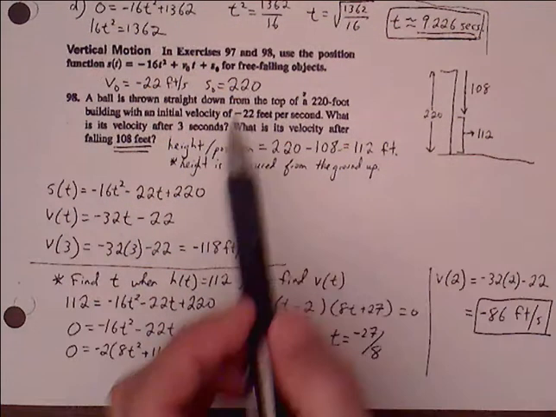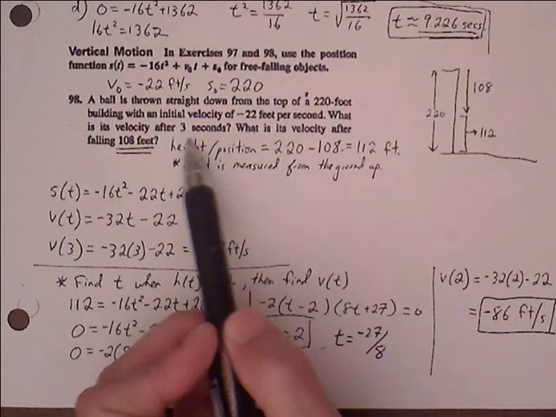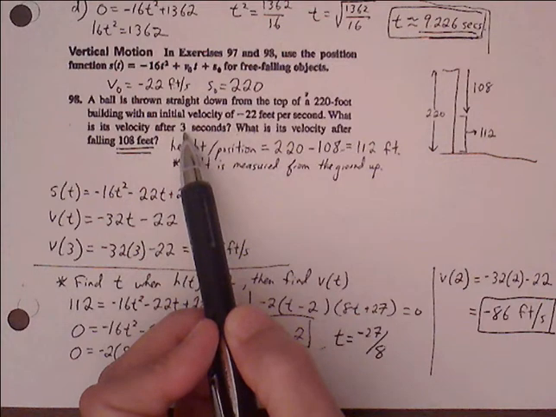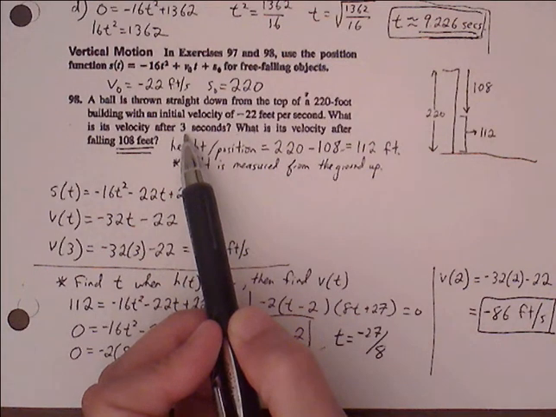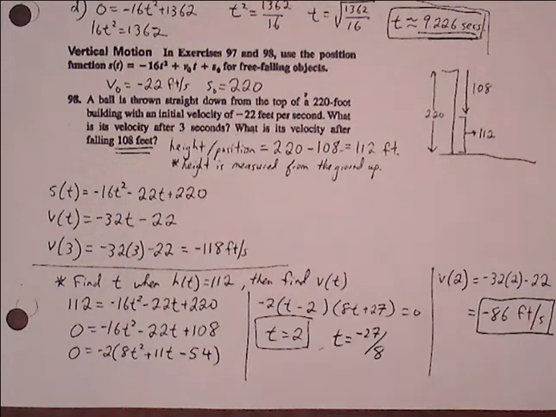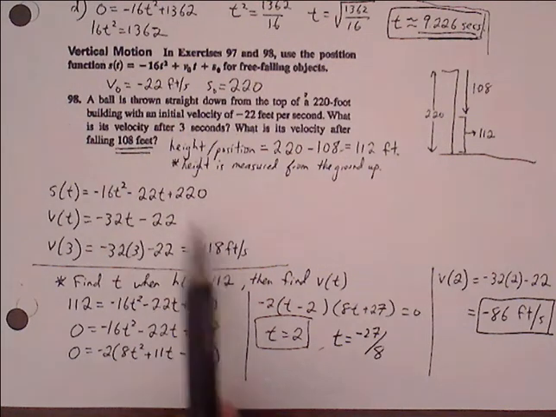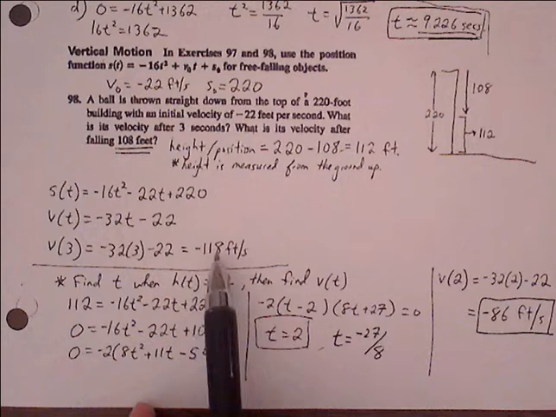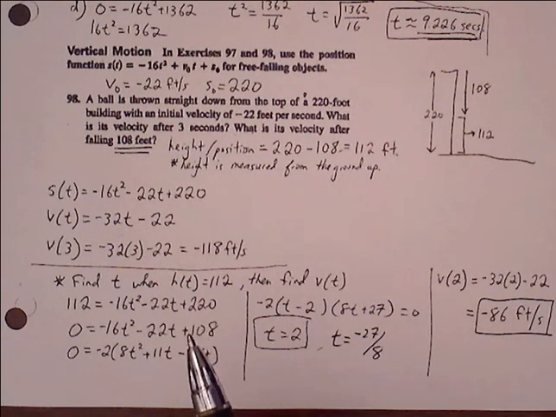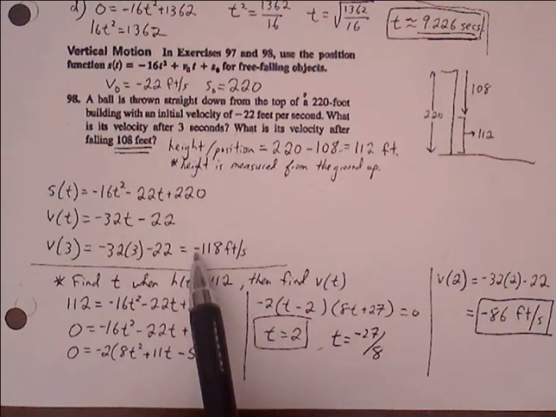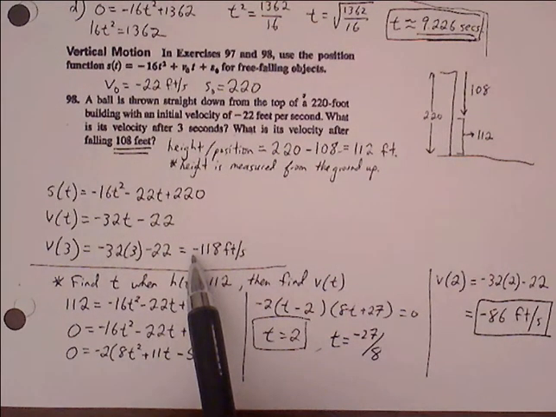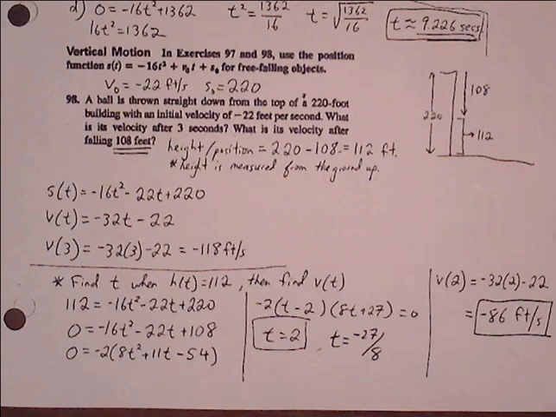So once we have our velocity function, we can find out the velocity after providing it a specific t value, time, t equals 3. So if we plug 3 into the velocity function, we get -32 times 3 minus 22, which is -118 feet per second. So at 3 seconds after the ball is thrown, the ball is traveling at -118 feet per second. The negative indicates that this velocity has direction, so it's moving down, so therefore -118 feet per second.